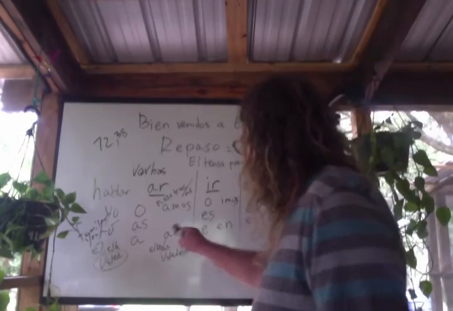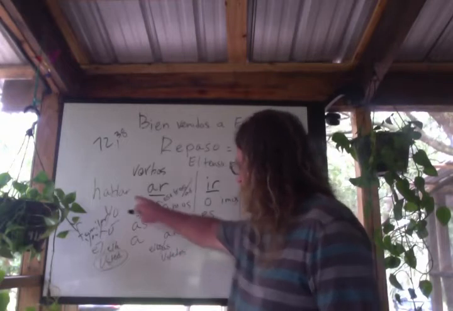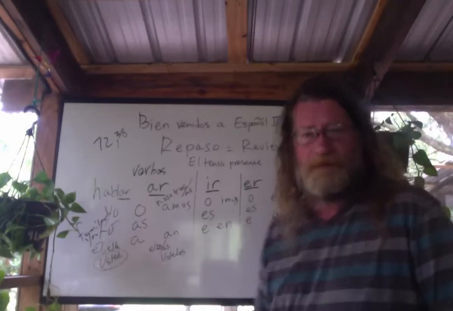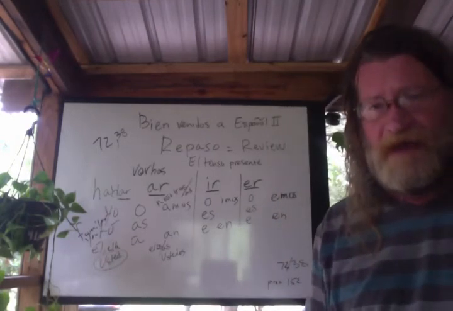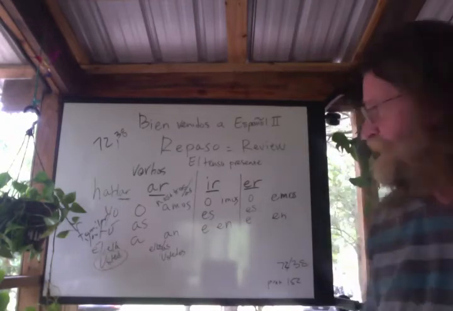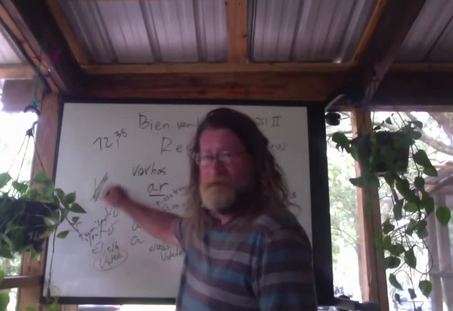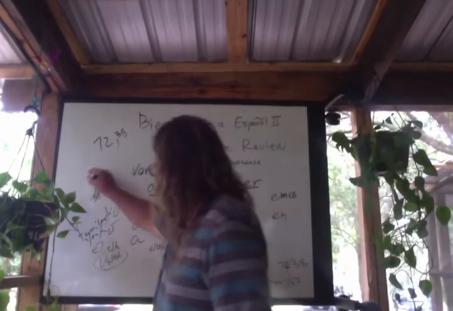Alright, so o, as, a, amos, an. For hablar, we take off that AR and we say yo hablo, tú hablas, él habla, ella habla, usted habla. Now notice that the H in Spanish is always silent. Always silent.